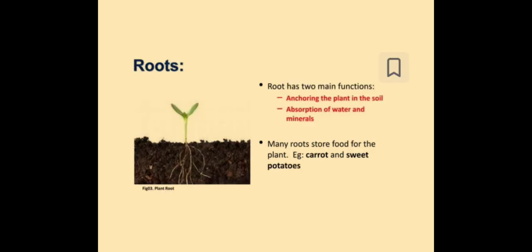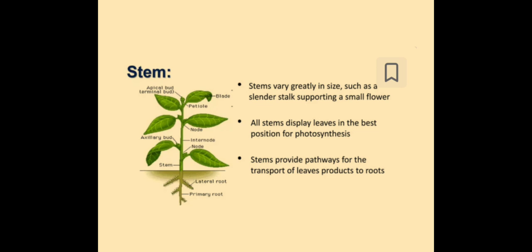Roots, you can see here in the diagram. Root has two main functions: anchoring the plant in the soil and absorption of water and minerals. Many roots store food for the plants, for example carrot and sweet potatoes. Stem, you can see here the structure of stem in the diagram. Stems vary greatly in size, such as a cylinder stalk supporting a small flower. All stems display leaves in the best position for photosynthesis. Stem provides a pathway for the transport of leaves' products to roots.